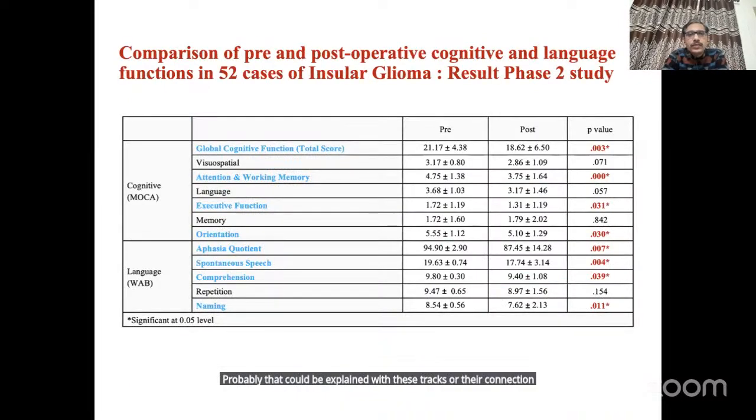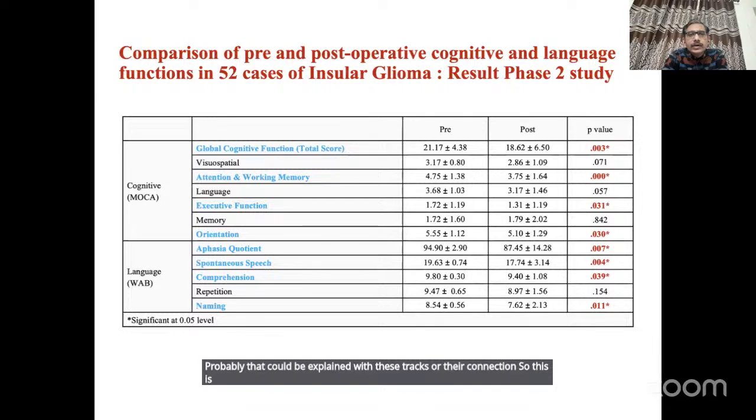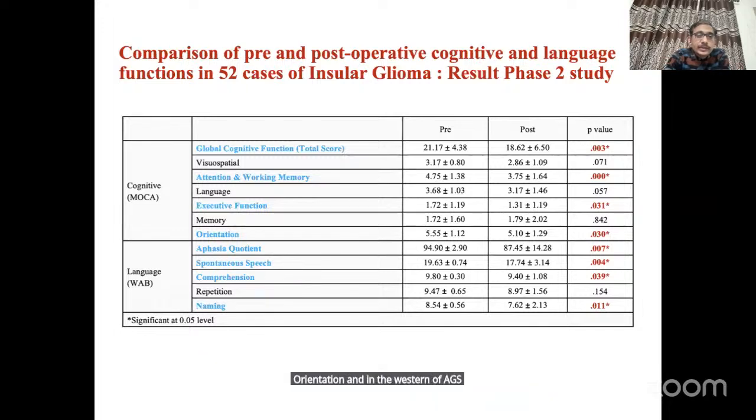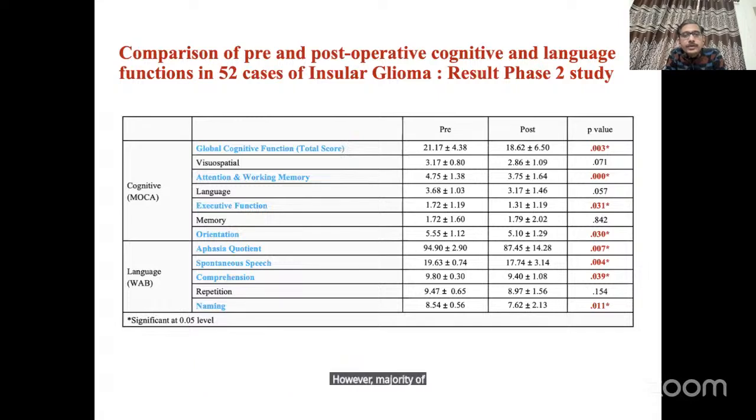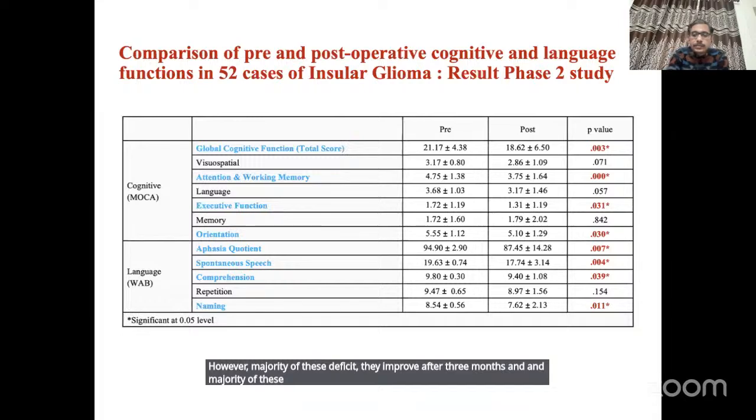When we analyzed our phase 2 study of 52 cases of insular glioma, we found that in the immediate postoperative period, patients have a significant decline in attention and working memory, executive function, orientation, and in the Western aphasia score, we found deficits in aphasia, spontaneous speech, comprehension and naming. However, the majority of these deficits improve after 3 months, and the majority of these patients are back to their profession after a period of 4 to 6 months.